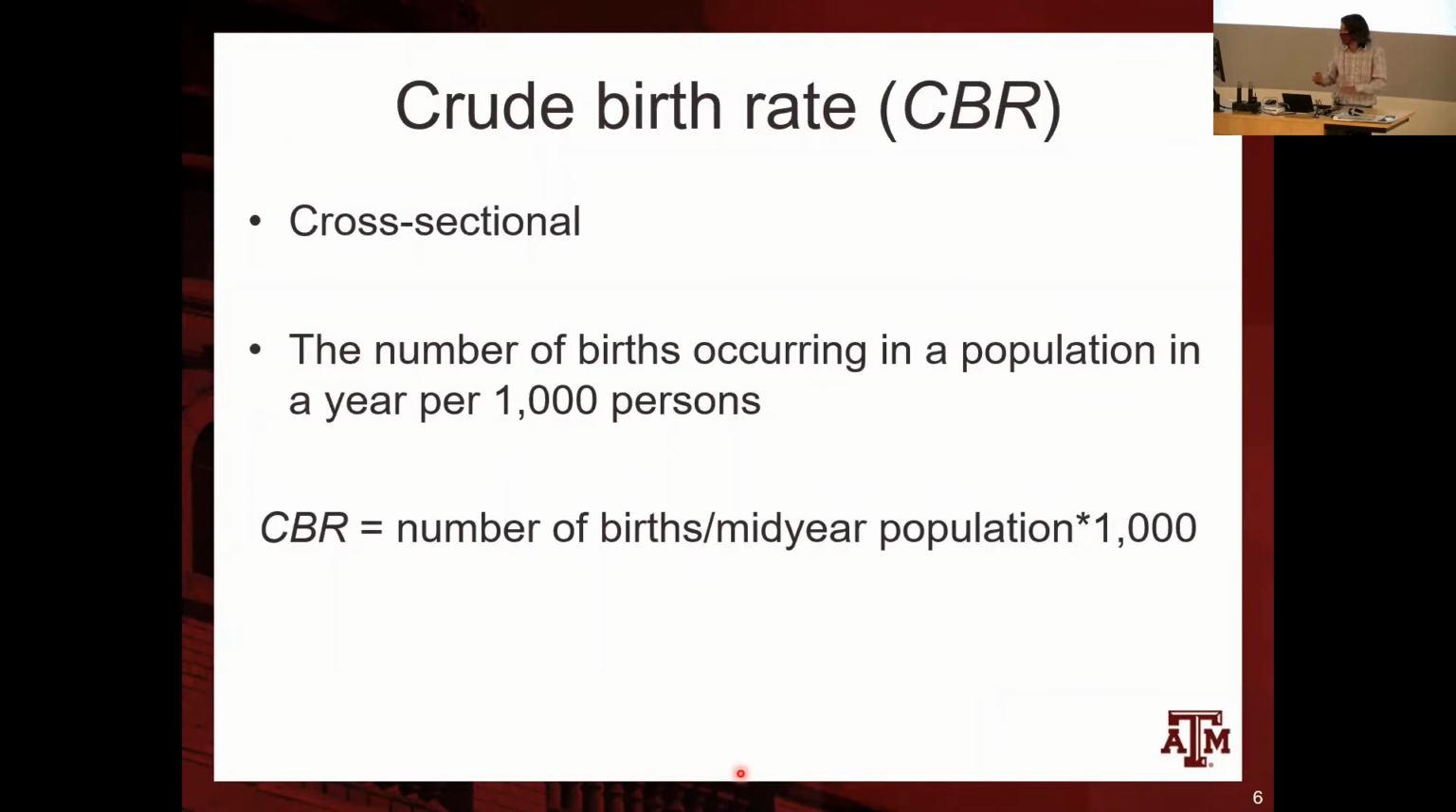The first example of a rate for trying to understand fertility is the crude birth rate. It's the simplest rate to understand the levels of births in a specific country. It's cross-sectional because you get data for a specific country in a specific year: you take the number of births that happen in a population in a specific year, divide by the population in that year, and multiply by 1,000. Multiply by 1,000 because this division would be really low, so it's easier to interpret.